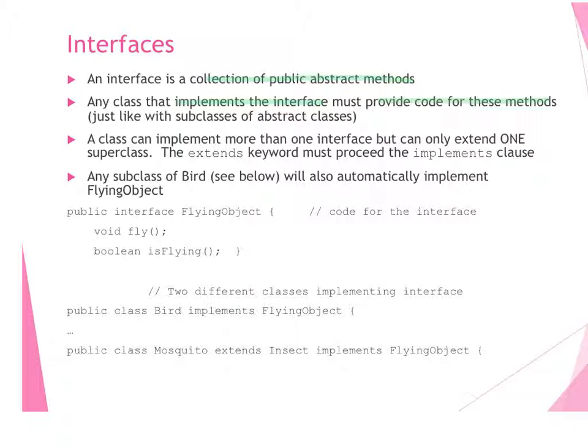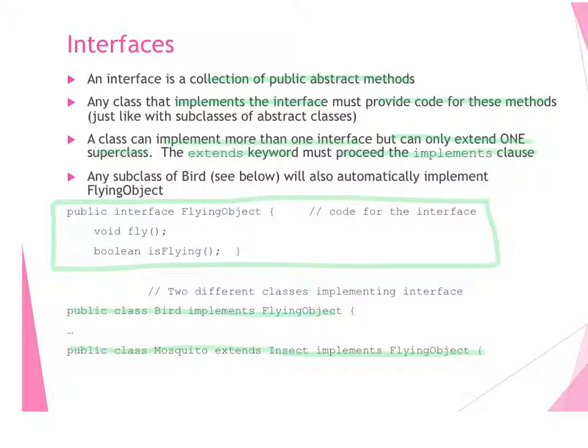A class can implement more than one interface, but can only extend one superclass, and the extends keyword must precede the implements clause. So here are a couple different ways that we might see this. Here I'm showing the implements clause, and here I'm showing if I extend a class and implement an interface. The syntax to create an interface is very simple. It's just public interface and then the name, and then we just have a collection of those methods.